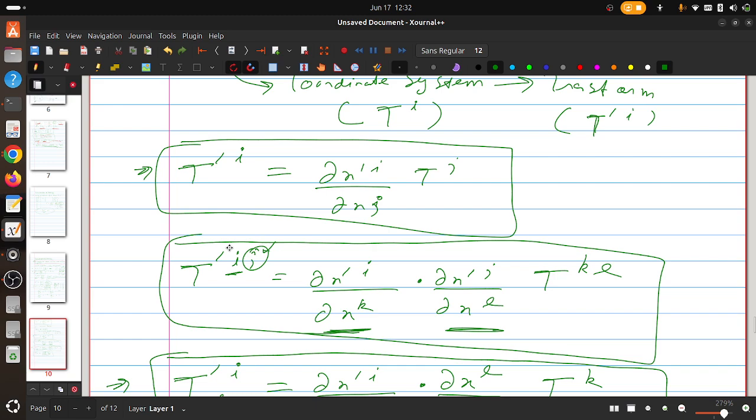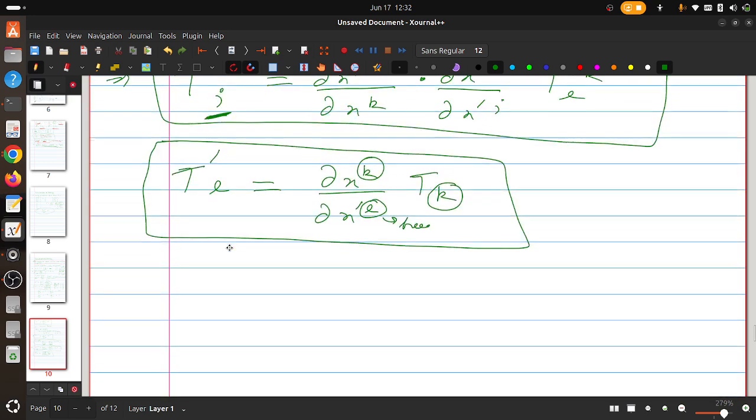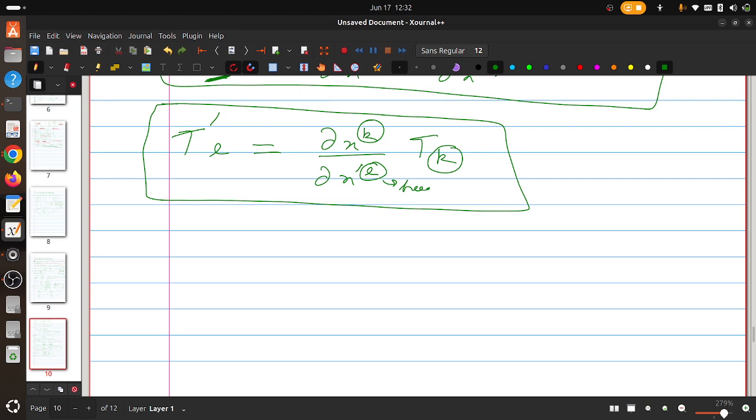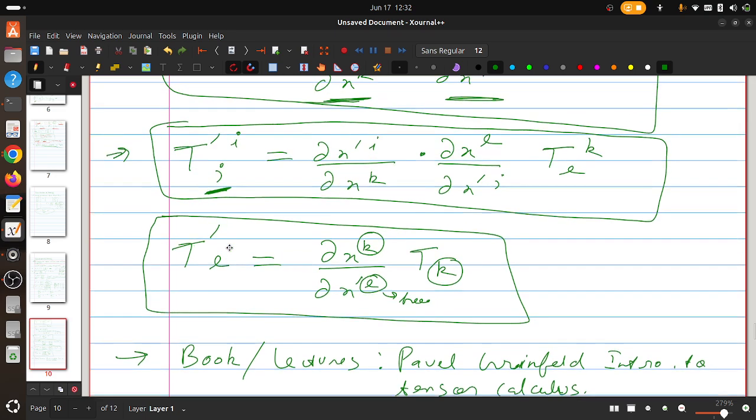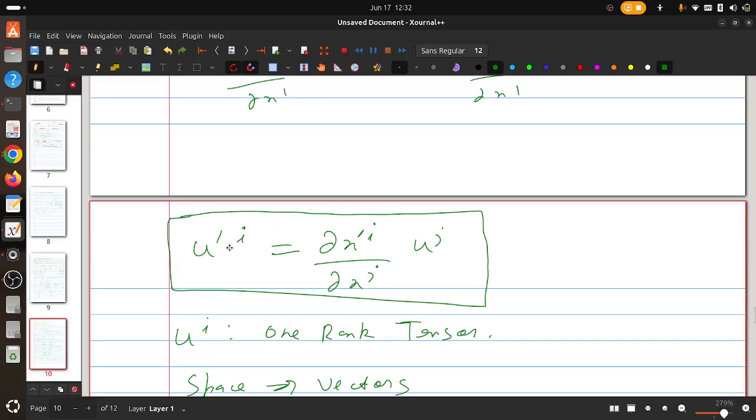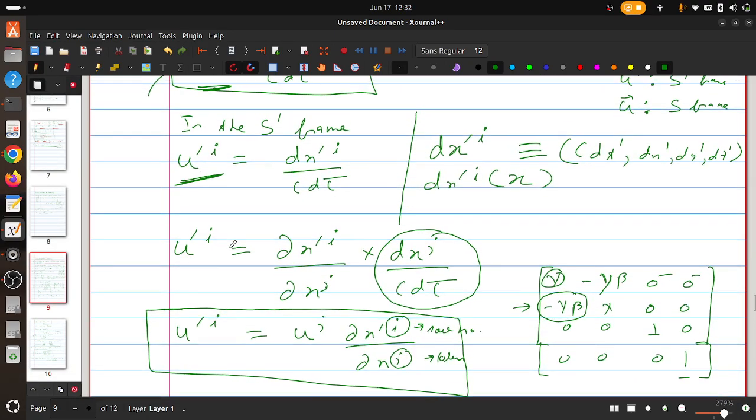Okay. So obviously you can read in more detail about tensors. I would suggest you read this book or lectures by Pavel Grinfeld on Introduction to Tensor Calculus. So its book name is Intro to Tensor Calculus. He has given a phenomenal level of detail of tensors, and you will really feel good and motivated to learn about tensors. So yeah, you should go about it.